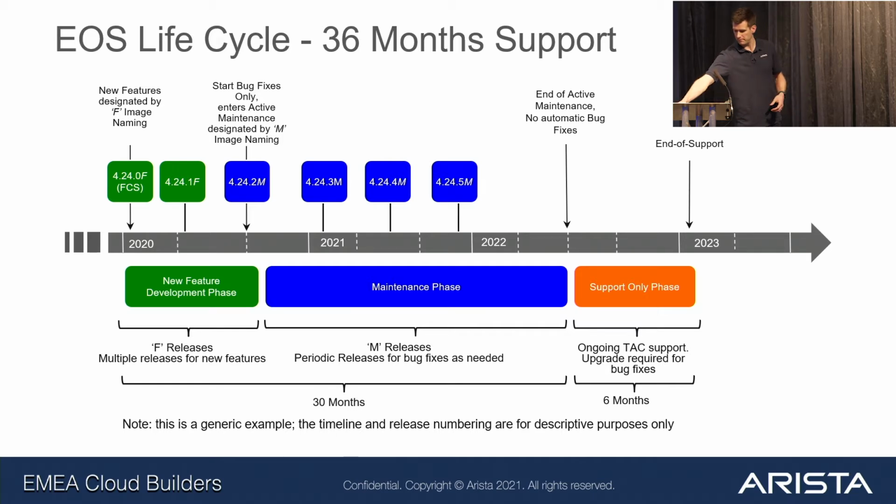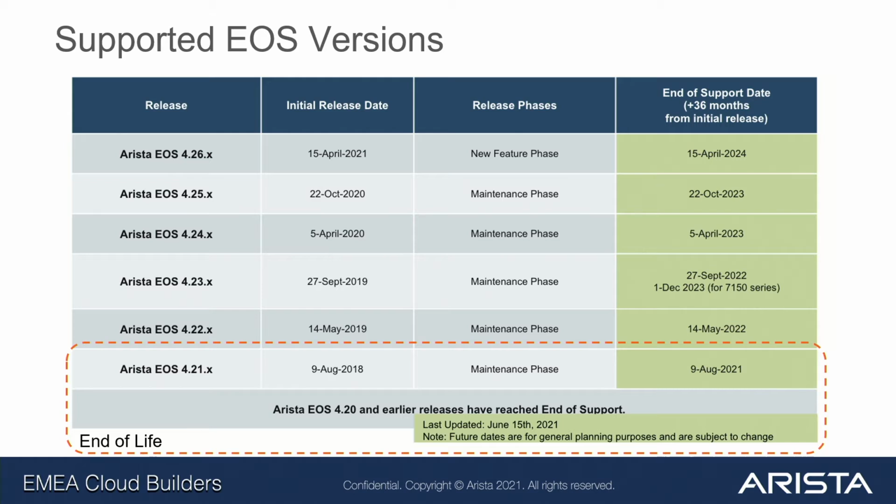And again, like I said about the 36-month lifecycle, as you can see here, a few examples. The 4.21 train has reached end of life. So if you're using 4.21 or prior, take into consideration that it's officially not supported anymore, so we'd really recommend that you upgrade to a more recent version of code. And like we said before, 4.25.